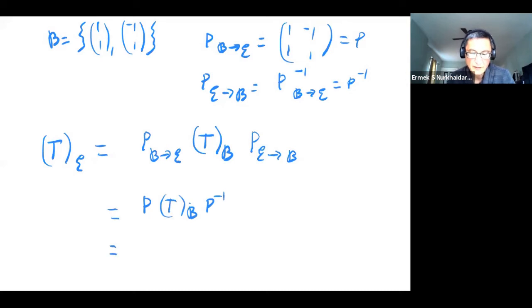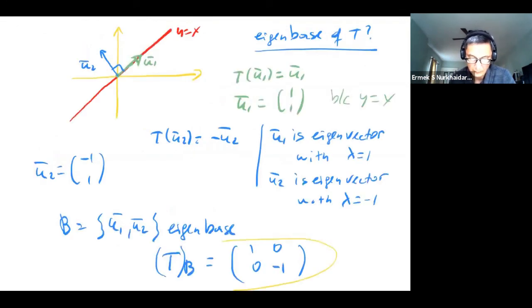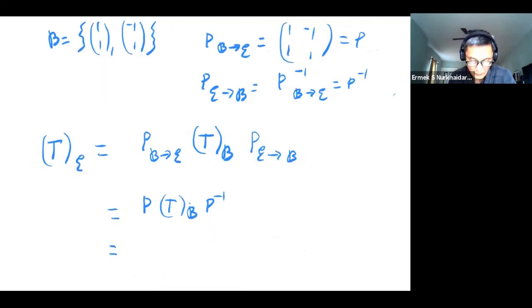We know what T is in base B. You remember it was right here: 1, 0, 0, minus 1. We know what P is. P is 1, minus 1, 1, 1. All that is left is to find P inverse. That's the only thing which is left.